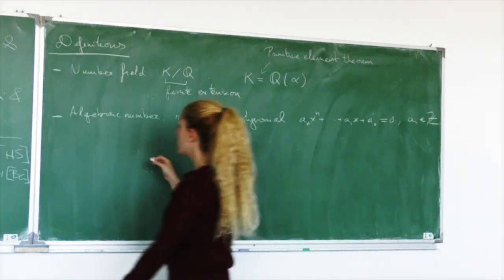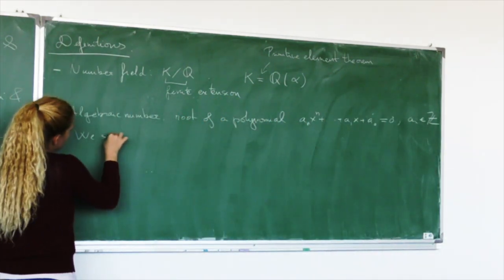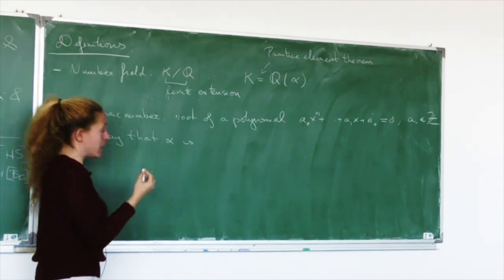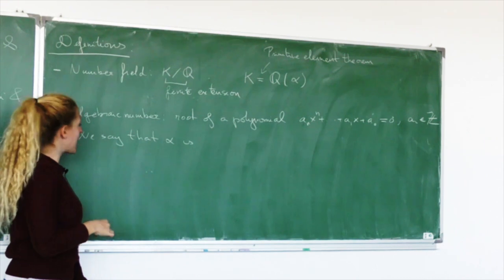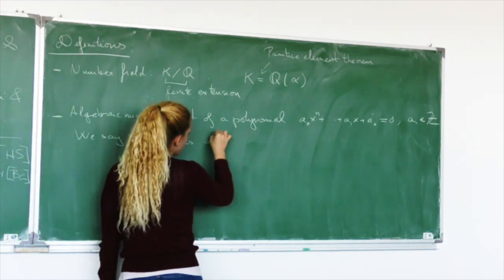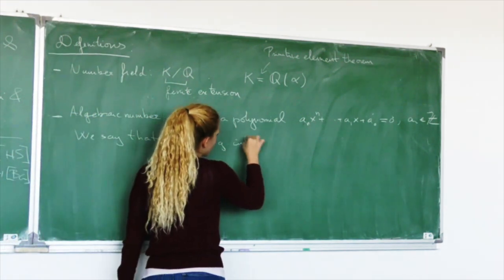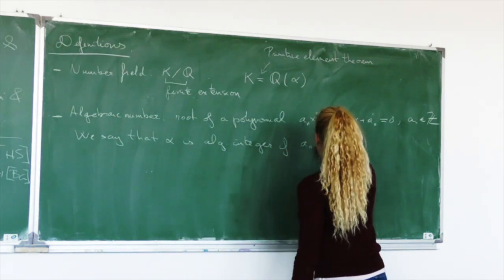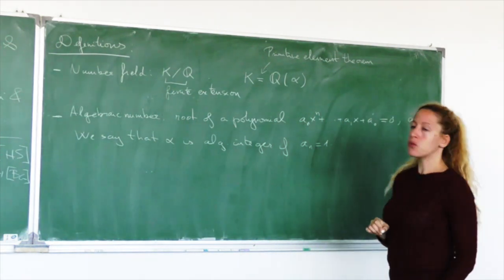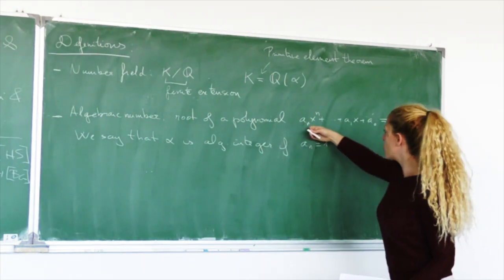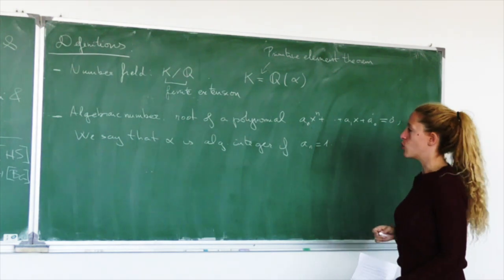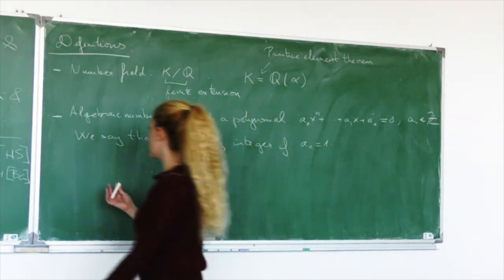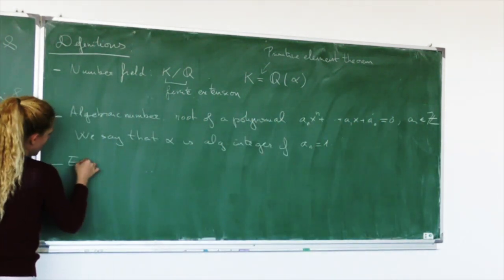And we say that alpha is actually not only an algebraic number, but an algebraic integer if a_n is equal to 1. Okay? If we can find such a polynomial that is monic, with the first coefficient equal to 1. Right?